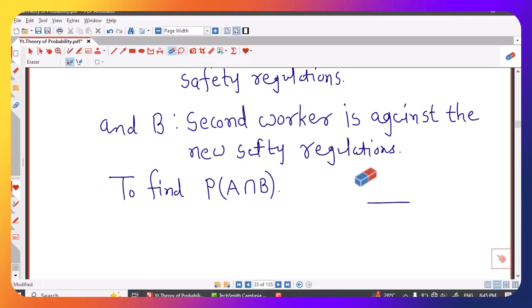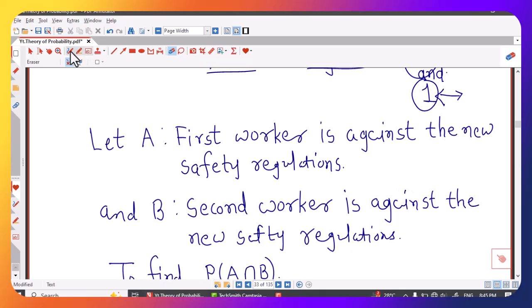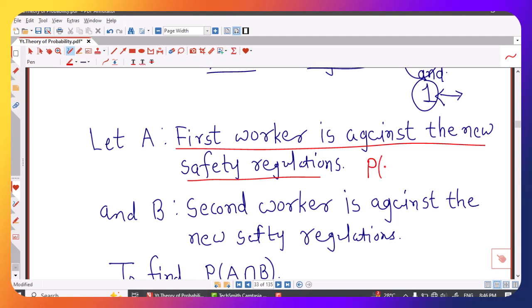Now first we observe that if we want to find the probability of A, we have to find the probability that the first worker is against new safety regulations. There are total 20 workers. So first we are selecting one worker randomly. That we can do in 20 ways because there are 20 workers.